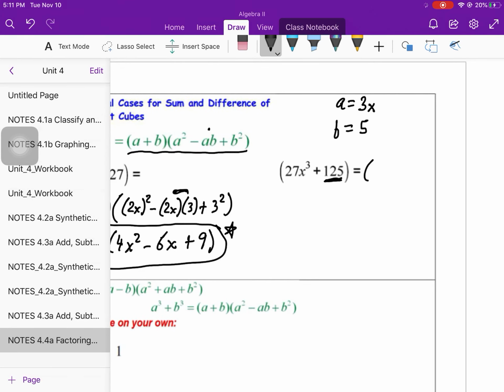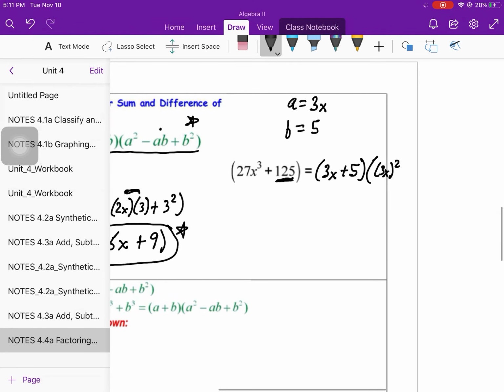All right, let's go ahead and do this. It's going to be 3x plus 5. We're following our equation over here. A squared is going to be 3x squared minus 3x times 5 plus 5 squared.